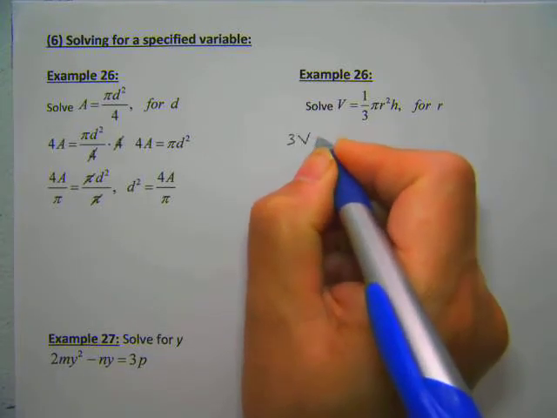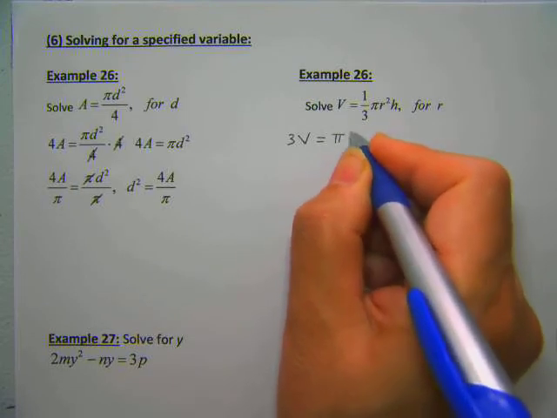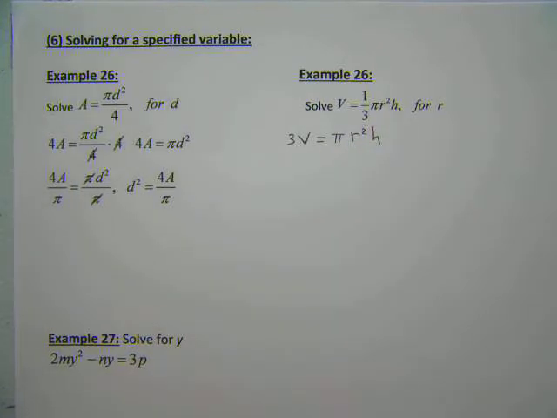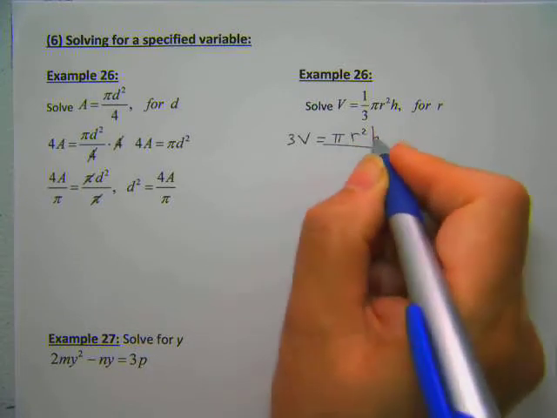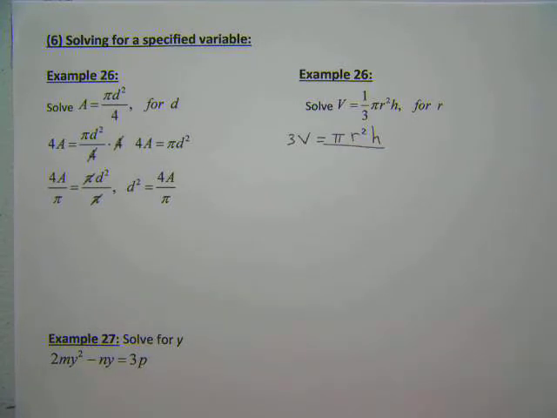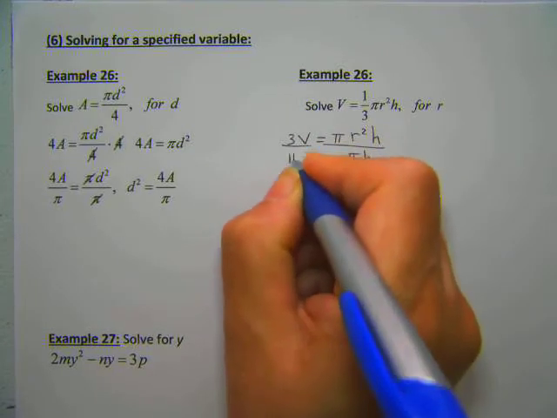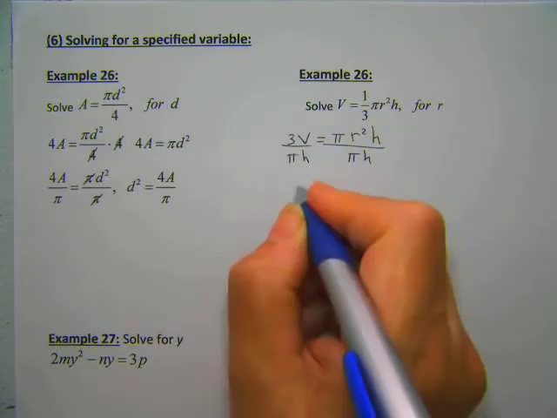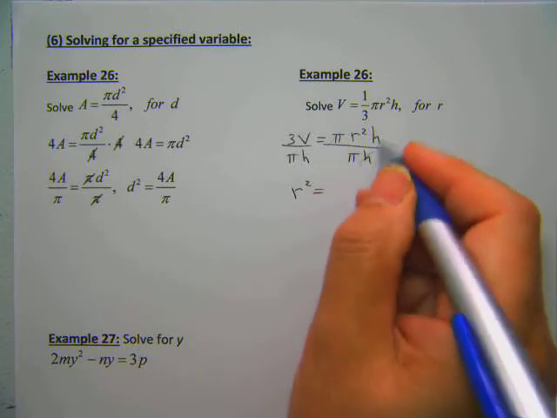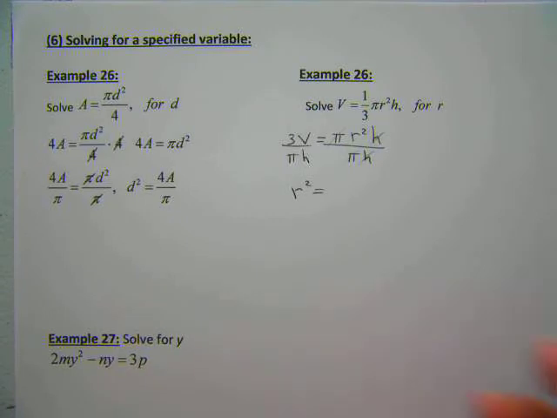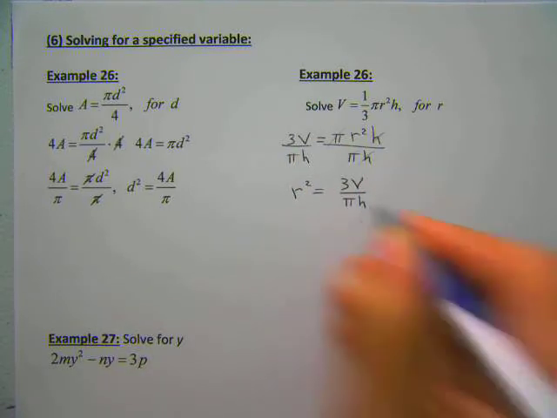So we're going to get 3V equals... when we multiply by 3, we got rid of the fraction and we get this. Now again, we're isolating r. Since r squared is multiplied by pi and h, I'm going to divide both sides by pi and h. So I'm going to get r squared is equal to 3V over pi h.